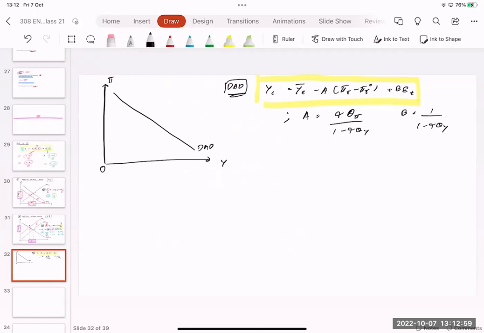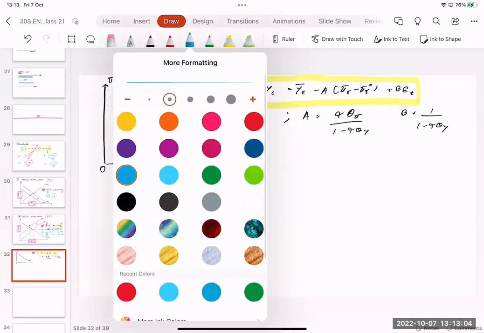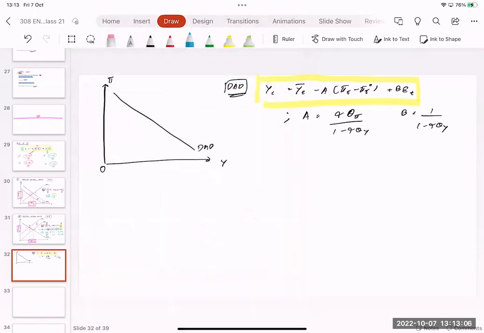And then what I'm going to show you here is how to find the slope of the DAD curve. What is the slope of this curve? I told you many times, the slope always equals delta vertical over delta horizontal. In this case, vertical is pi, horizontal is y. So the slope is delta pi over delta y. Simple like that. We're going to find the slope of the DAD together.